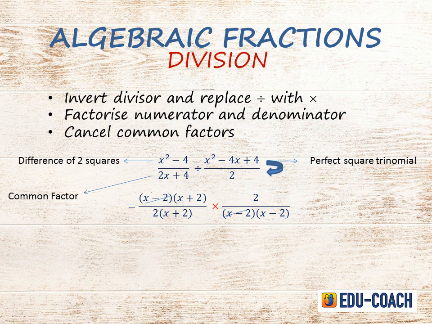X minus 2 divided by x minus 2 is equal to 1. X plus 2 divided by x plus 2 is 1. 2 divided by 2 is also 1. And we are left with 1 in our numerator, and in our denominator we are left with x minus 2. So our answer is 1 over x minus 2.